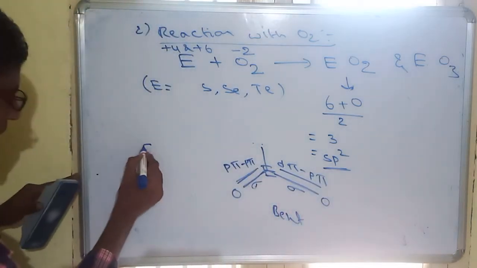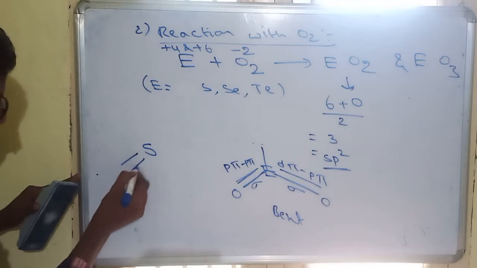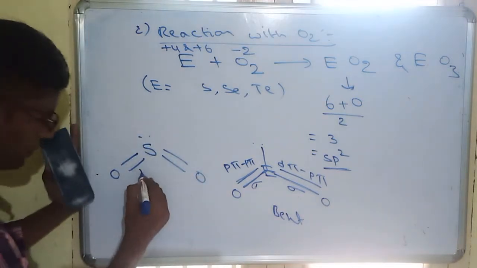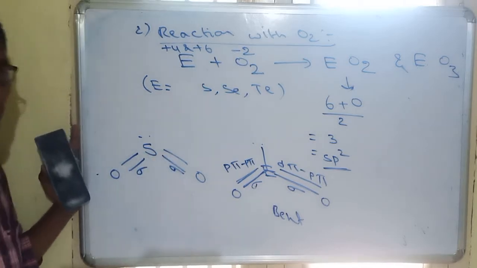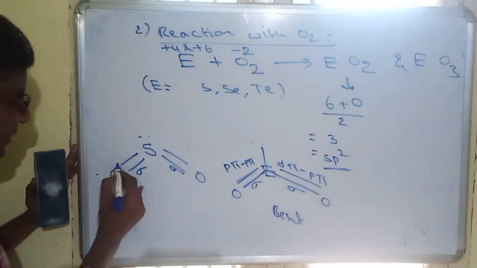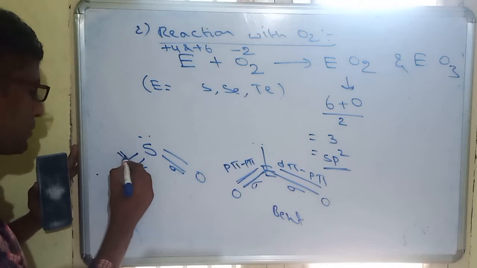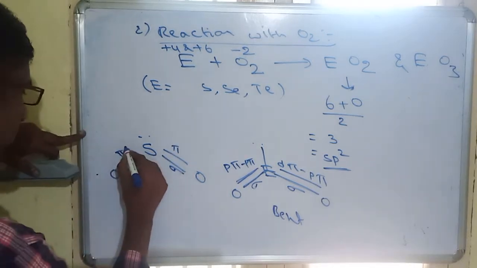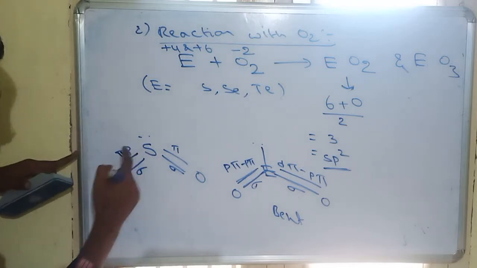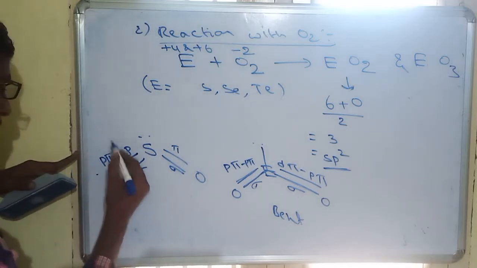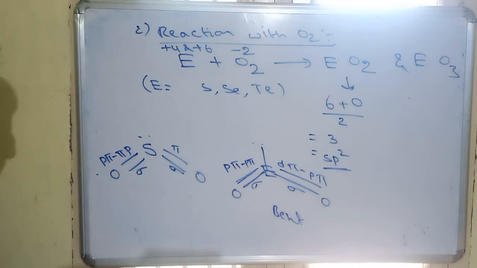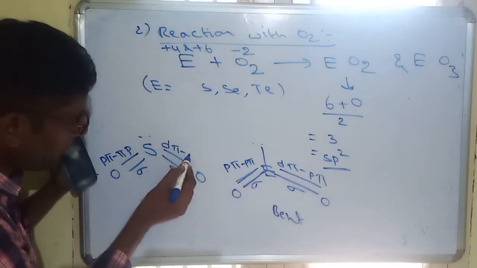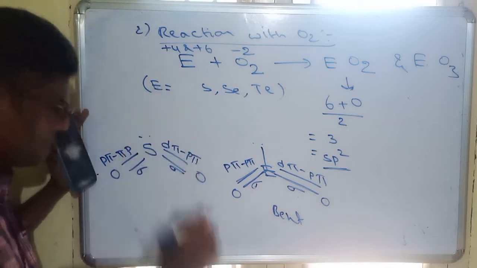Example, I am writing sulfur dioxide. In sulfur dioxide, the structure should be like this: 1 sigma. There are 2 sigma bonds in sulfur dioxide, and the pi bonds are here also pi bond, here also pi bond. But this pi bond is formed by the p orbital of sulfur and the p orbital of oxygen, whereas this pi bond is formed by the d orbital of sulfur and the p orbital of oxygen.